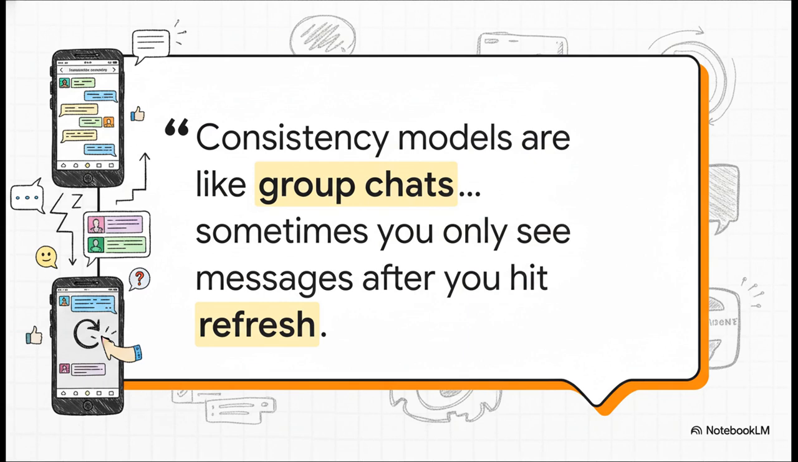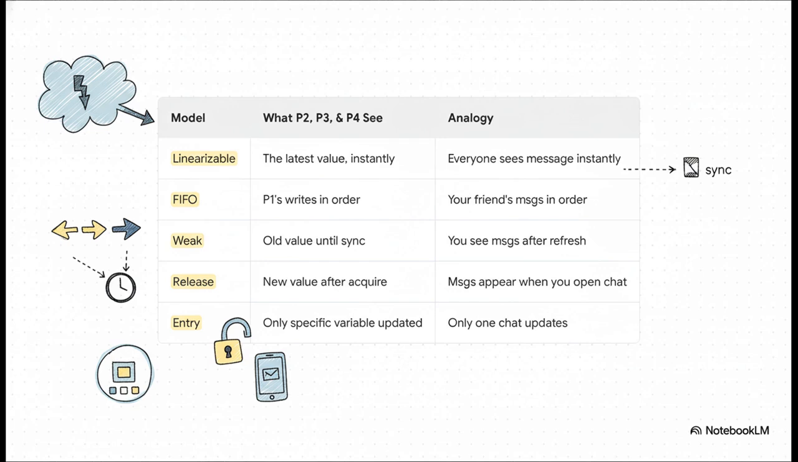And this table right here, this is your exam cheat sheet. It lays it all out. Linearizable, you see the latest value instantly. FIFO, you see P1's writes in order. Weak, you're stuck with the old value until a global sync. Release, you only get the new value after you acquire it. In entry, only the specific thing you ask for gets updated. It all maps perfectly to our group chat world.